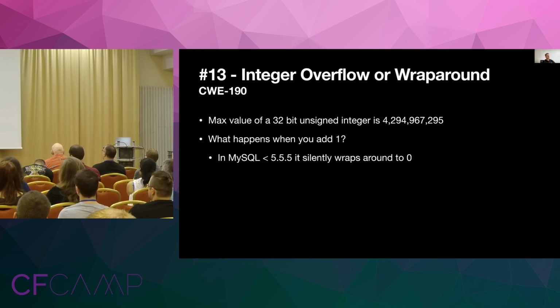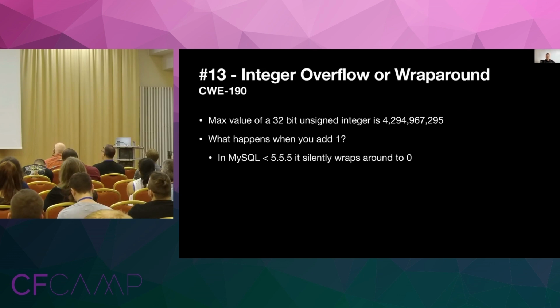Integer overflows or wraparounds. This is something we don't probably think about a whole lot, but the maximum value of an unsigned 32-bit integer is around 4,294,000,000, that number there that I have on the slide. So what happens if you add 1 to it? What does your application do? How does it handle that?